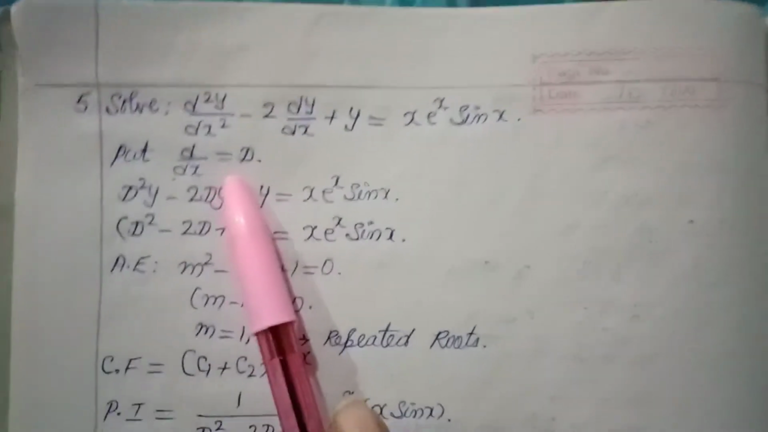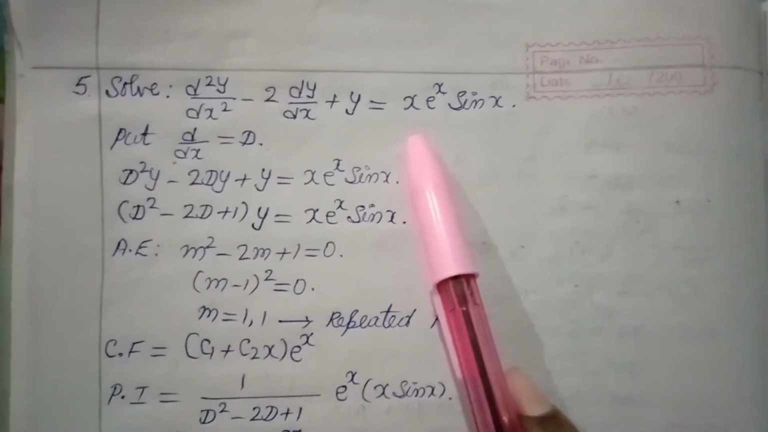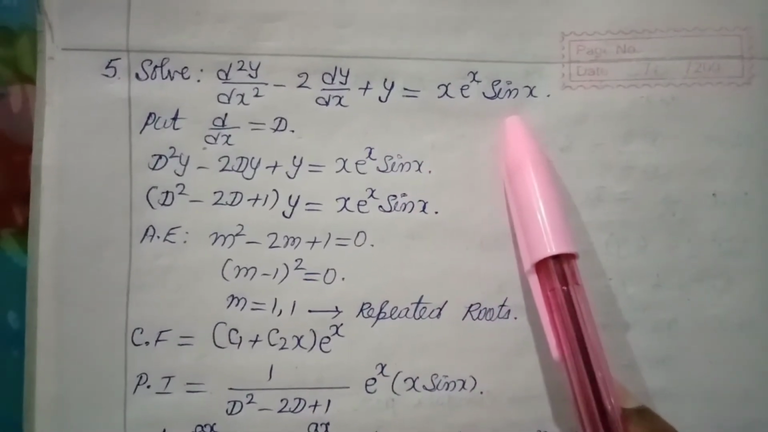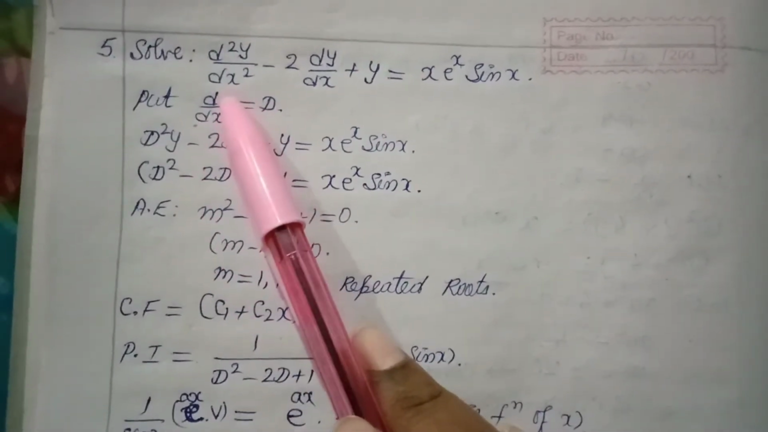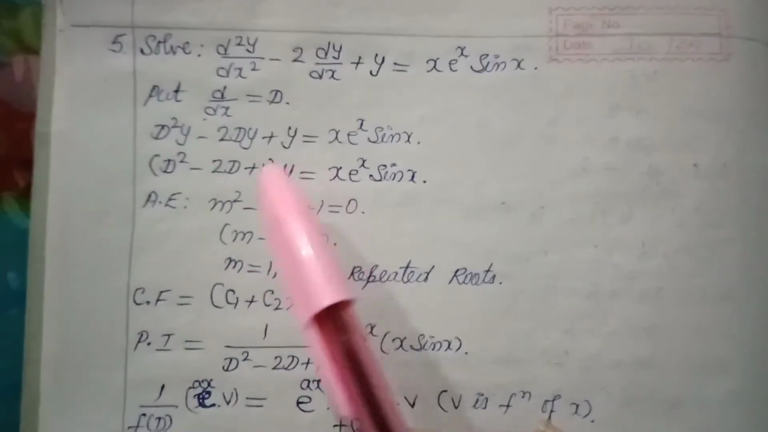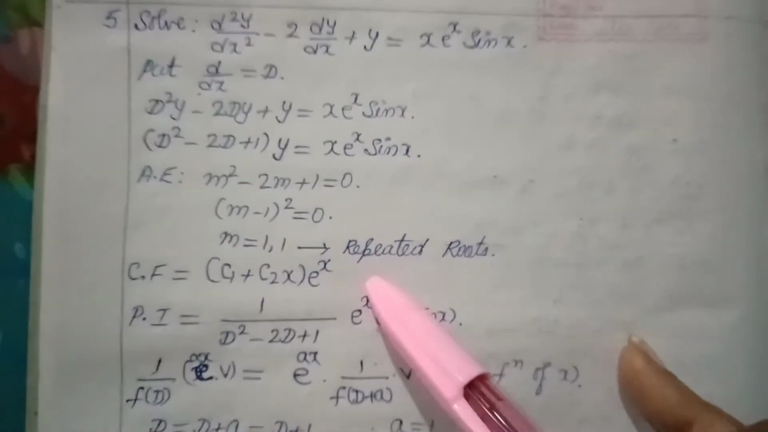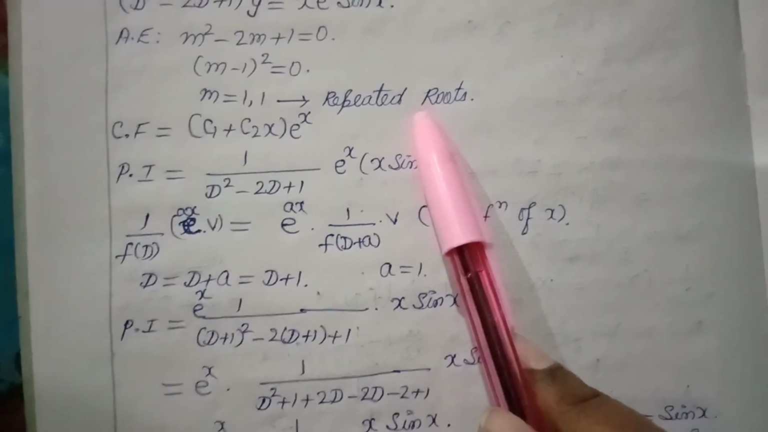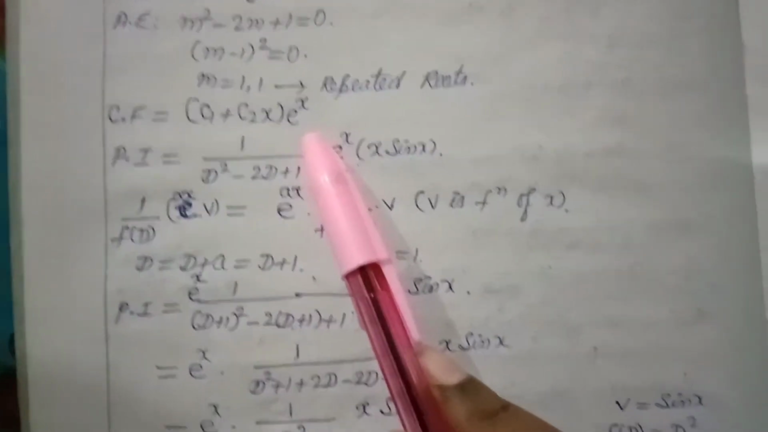This is D square, this is very important. d square y by dx square minus 2 dy by dx plus y is equal to, here you have x into e power x into sin x. Here we have 3 different functions which should be reduced to 2 functions. So the procedure is same. Replace d by dx by capital D and then put D is equal to m to get an auxiliary equation. On simplification we get m is equal to 1 comma 1. They are again repeated roots. So a complementary function is c1 plus c2 x into e power x.